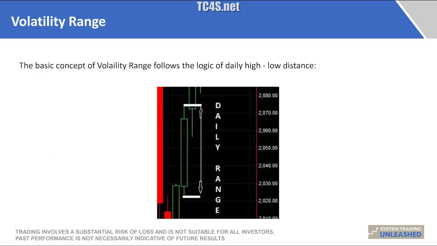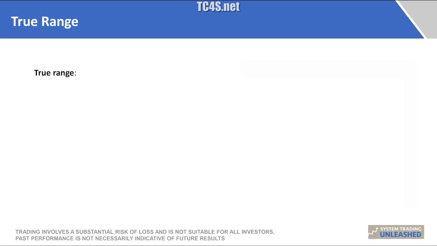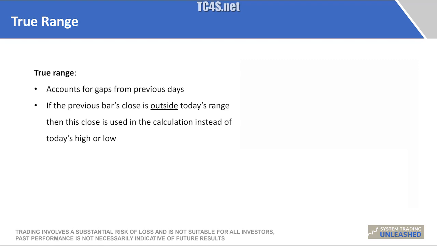Yes, volatility range, how traders usually know it, is basically distance, high minus low. This is the basic concept here. And then also there are different kinds of markets, and some markets are creating gaps. So in this case, we talk about true range, not just range, when we account for gaps. That is when the previous bar's close is outside today's range, then this close is used in the calculation instead of today's high minus low.